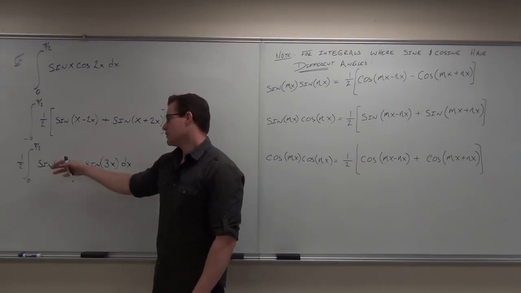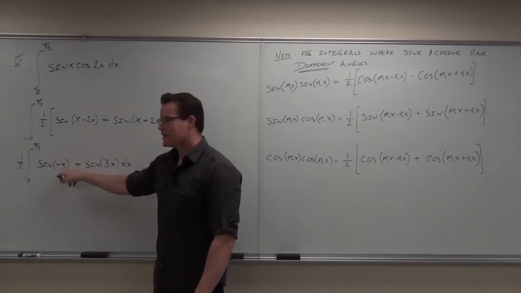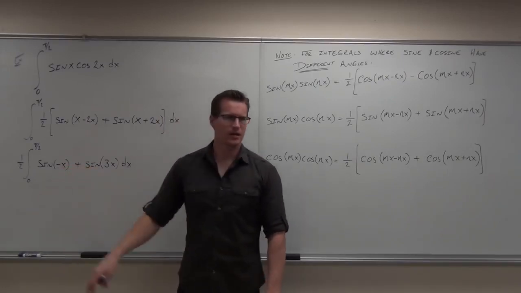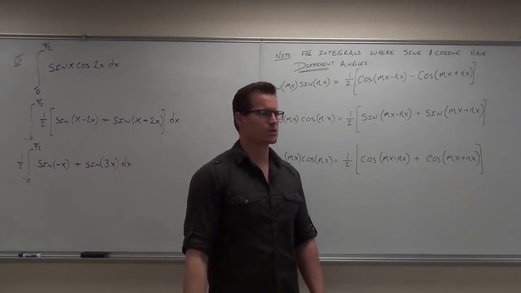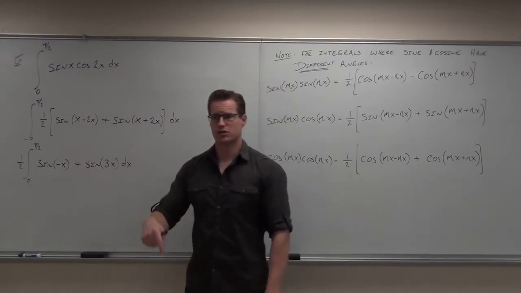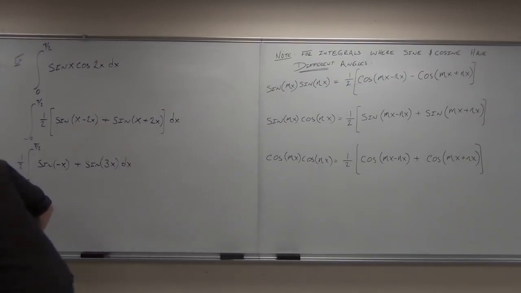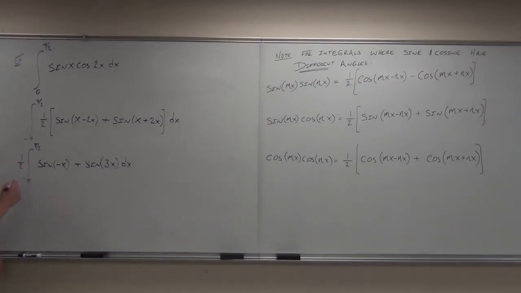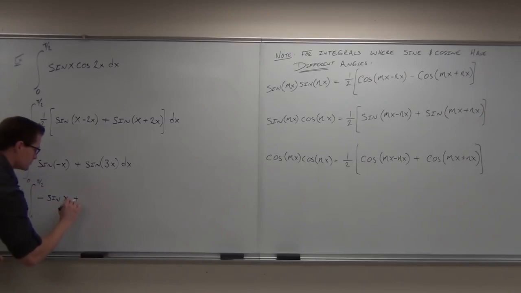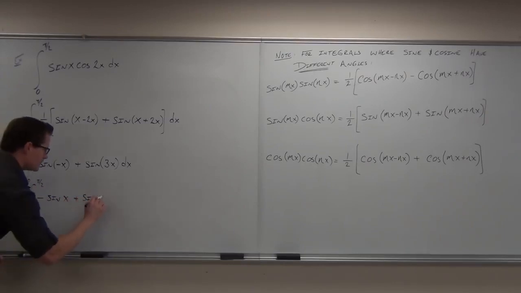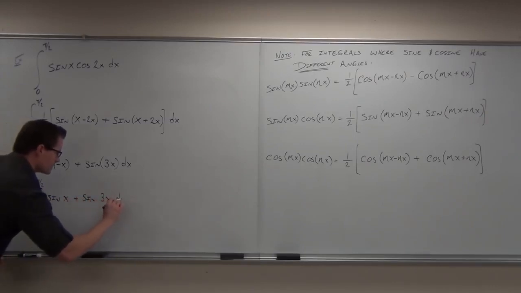So, actually, you need an identity for this one. Sine of negative x equals negative sine x. Good, it's an odd function. So when we do this, all right, this is not a problem. This will be 1/2 times the integral from 0 to pi over 2 of negative sine of x plus sine of 3x dx.